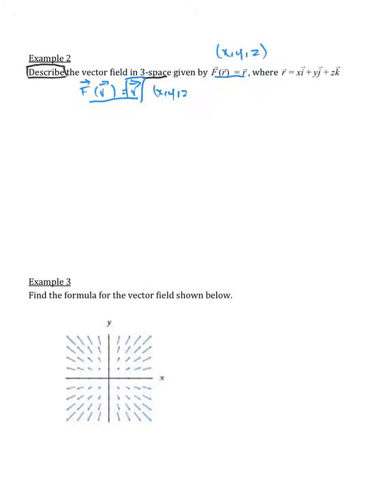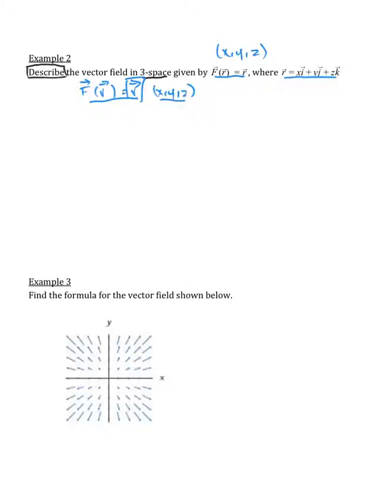So remember in 2-space, a position vector meant it started at 0, 0. Now, in 3-space, it really doesn't make sense for vector fields for all points to start at 0, 0, 0, and instead this says that whatever function you decided to plug in and find the force of, the vector that you find starts at that point, which means the tail of the vector is at x, y, z, whatever point you plugged in to this equation.